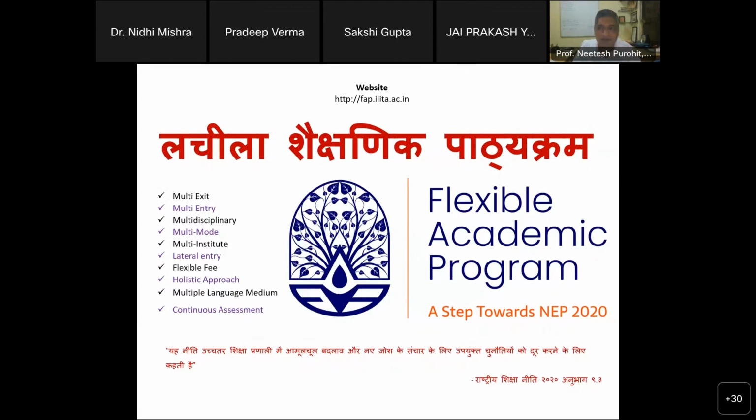And as you can see at the bottom of the slide, in the national education policy itself, section 9.3 states that huge changes are expected. Amul chul badlav. And that is something very, very important, a very, very bold statement. The national education policy is not about redesigning or restructuring a few programs, but the education system as a whole, starting from schooling to higher education, technical education.